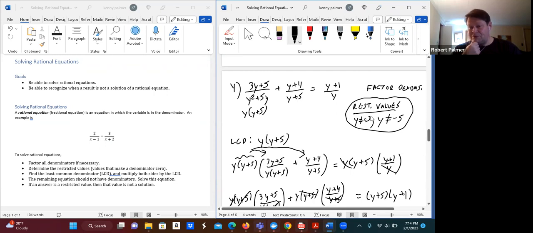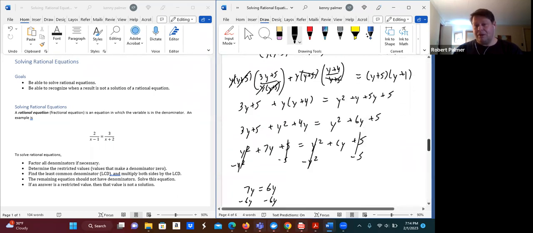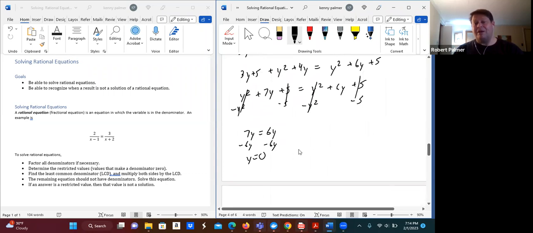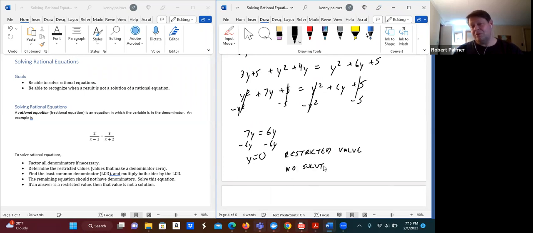So y equals 0 is one of our restricted values, because if you plug in 0, it's going to make this denominator 0 and this one. So what do we do about that? Well, that's the only value we got, and it is a restricted value. Since that's our only solution, in this case, there is no solution. We have an equation with no solution.